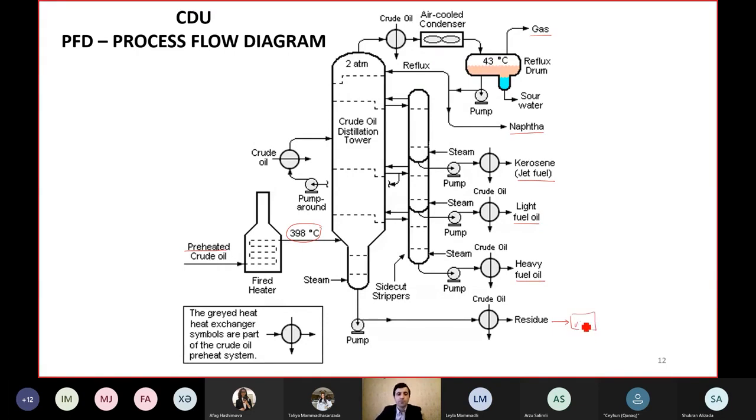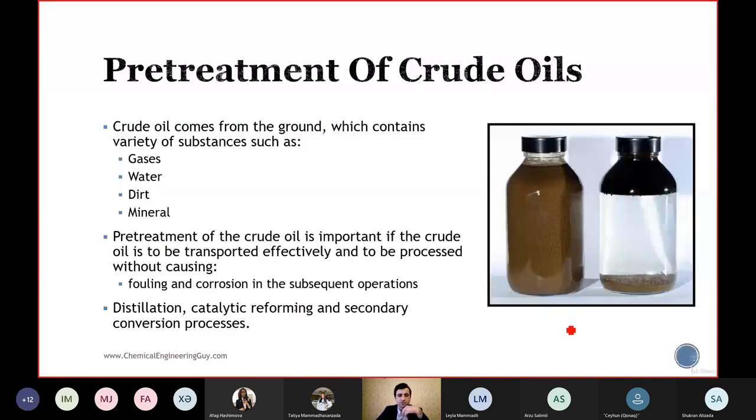Pretreatment of crude oil. Crude oil comes from the ground, which contains a variety of substances such as gases, water, dirt, and minerals. As you can see, this is the crude oil. But this is also crude oil with emulsion. This is sand, water, and I will call it pure crude oil. Of course, the water content is not that high in the crude oil, but this is just an illustration for you of how it can be separated.